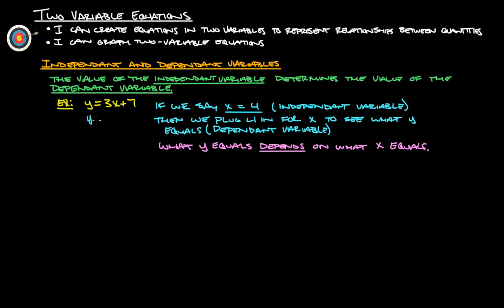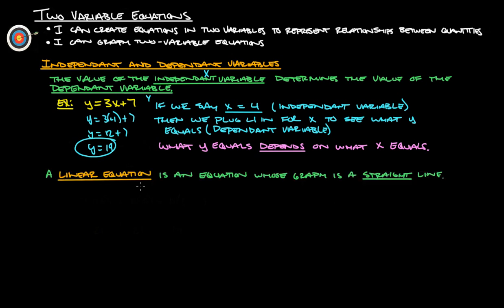So if we were to do that, we'd have y equals 3 times 4 plus 7. We get 12 plus 7, so we'd get y equals 19. Okay, so y is the dependent variable because it changes depending on what we plug in for the independent variable, which is the x. So independent variable x, dependent variable is the y. Okay? All right. A linear equation is an equation whose graph is a straight line, not just a continuous line, but a linear equation has to be a straight line.